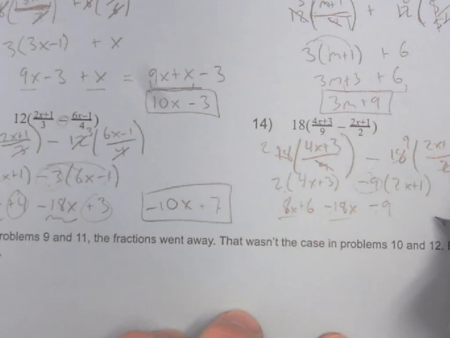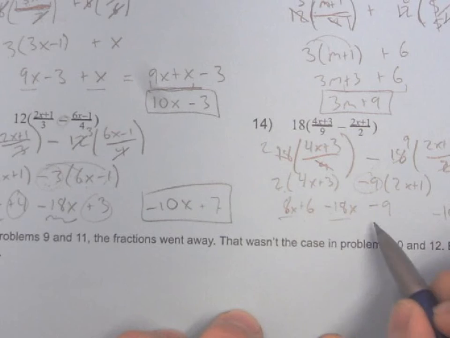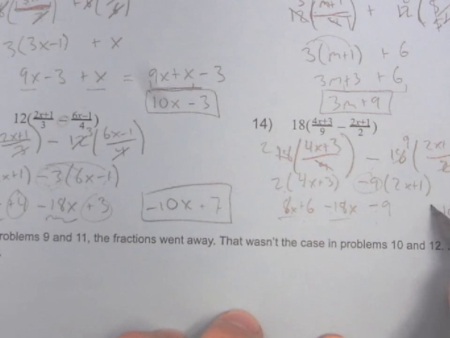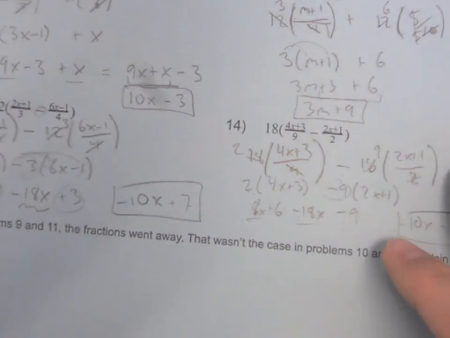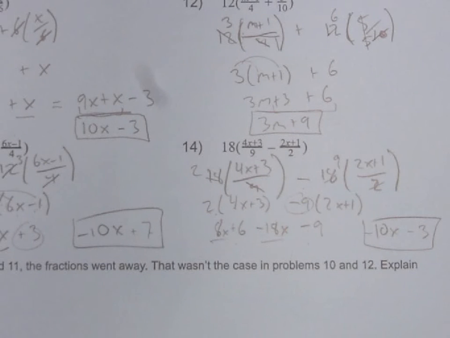Okay, these combine to a negative 10x again. These combine to a negative 3. Okay, so if you didn't get that, see if you can figure out where you went wrong, and then make a mental note of that so you don't make that mistake again.